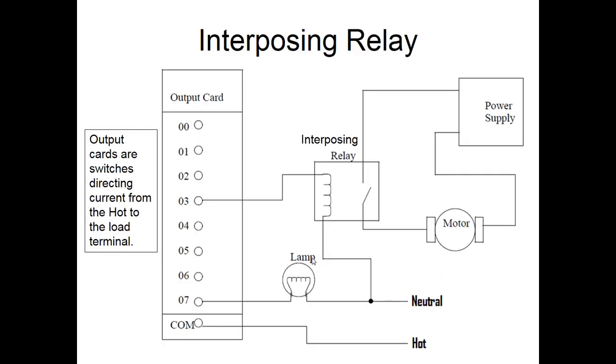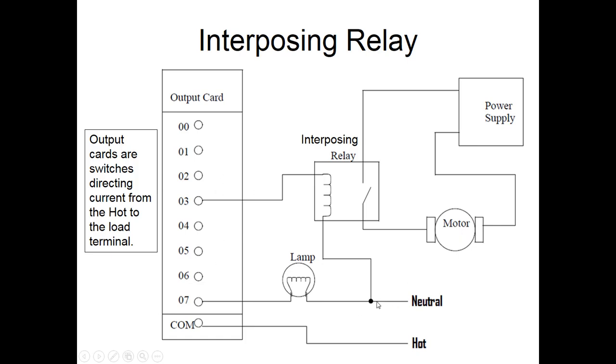On output, this is an example of an interposing relay. So how do you turn on a big motor? If this output card is only good for 1 amp or half an amp per point, half an amp, half an amp, how do you turn on a 5 horsepower motor or a 2 horsepower motor? Because this is going to draw like 10, 20 amps, right? Well, let's take a look at this.